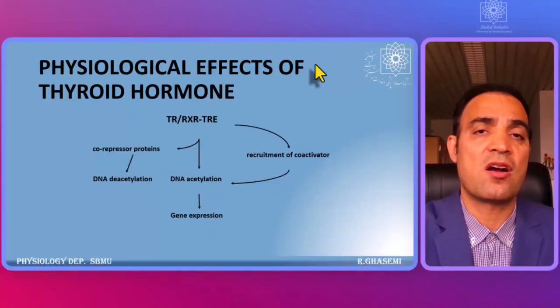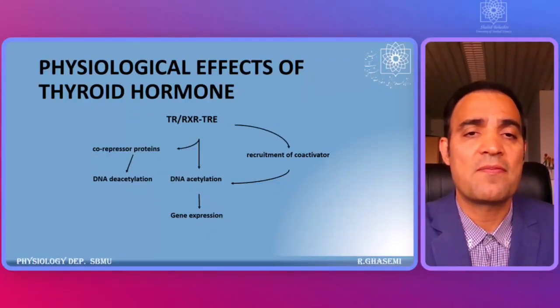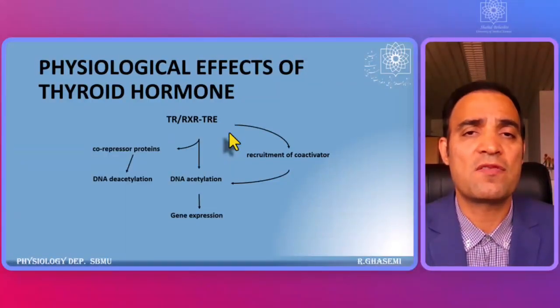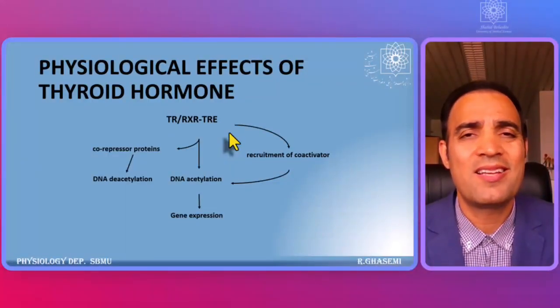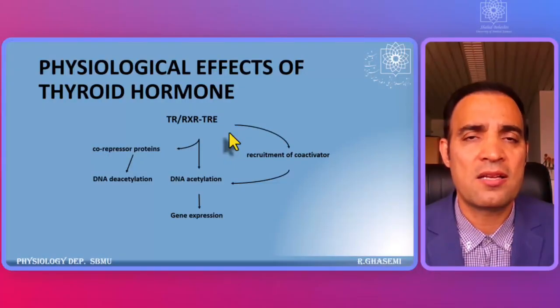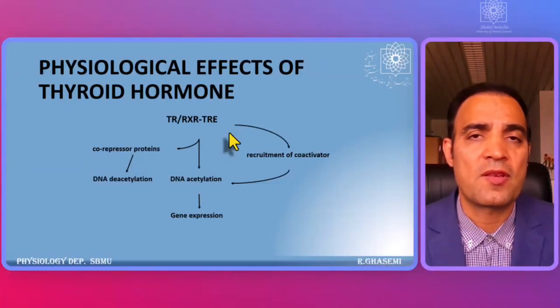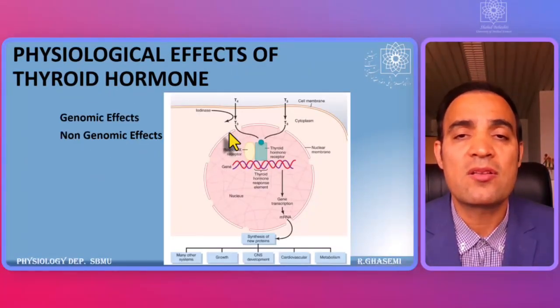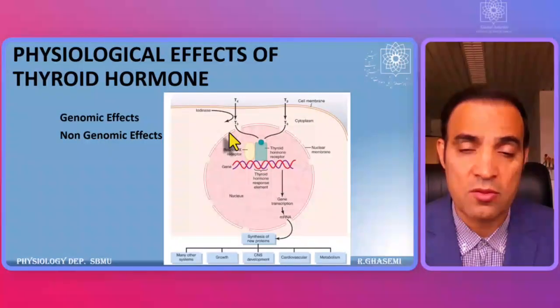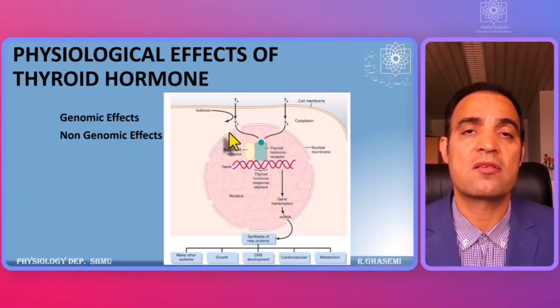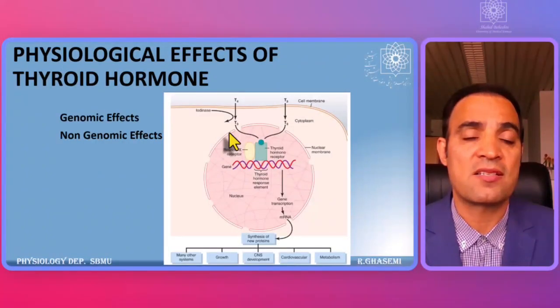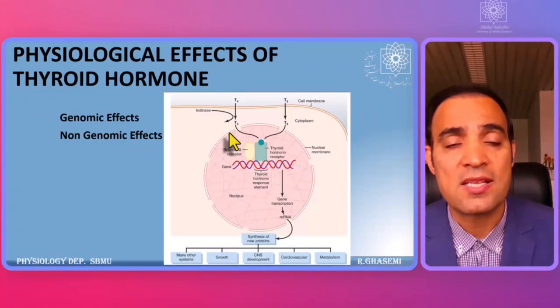And these genes are expressed, and for this reason, some of the effects of thyroid hormone take a little time to be seen. This figure shows how the thyroid hormone affects the cell. As you see, firstly, T4 entered the cell.